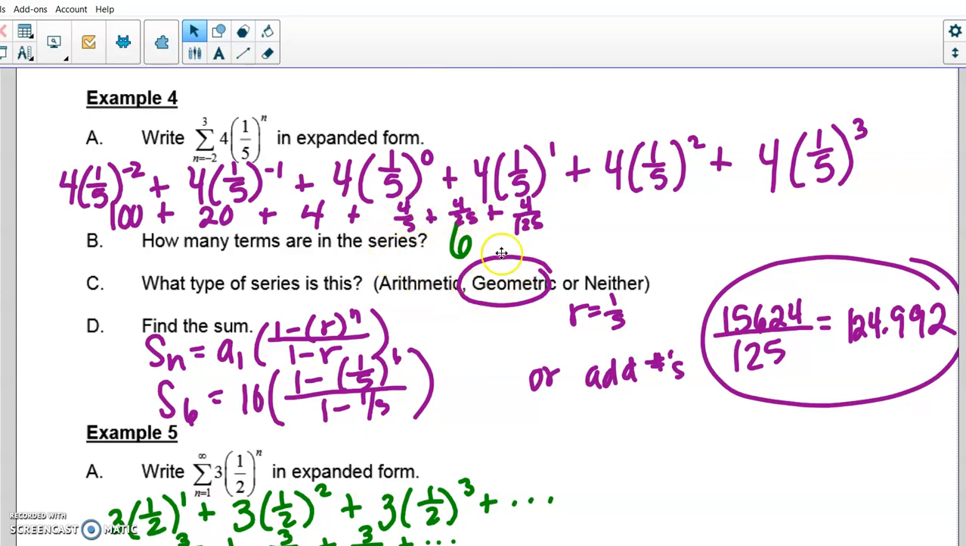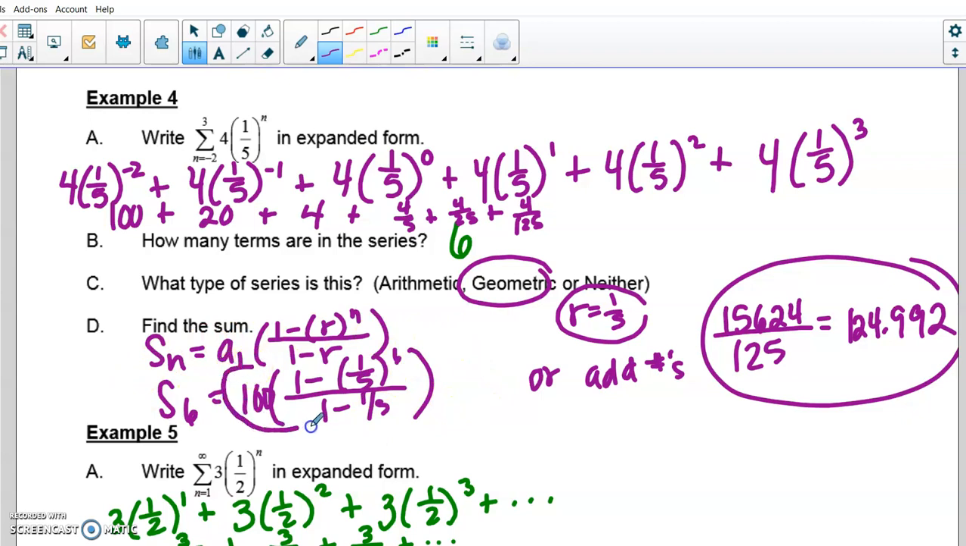Again, we know that we're adding up 6 terms, so we're finding S sub 6. Our first term is, and that should say 100, not 10. Let me change that. And then you're going to do 1 minus your r, which is 1/5, to the 6th power, because you have 6 terms, all over 1 minus 1/5. And again, you could type this entire thing that I'm circling here into your calculator, and it'll give you the answer. So that'll be what all 6 terms would sum to.